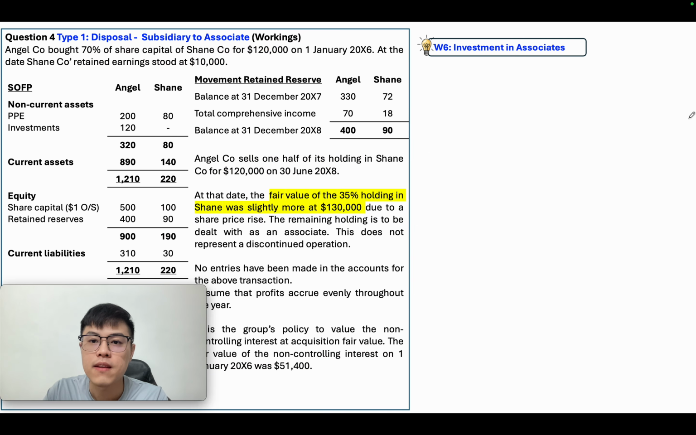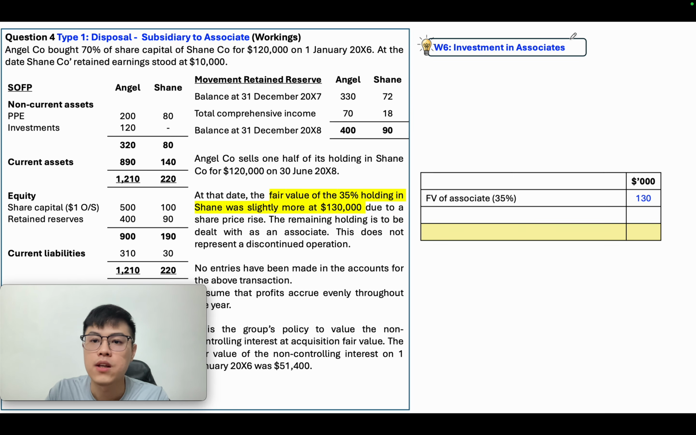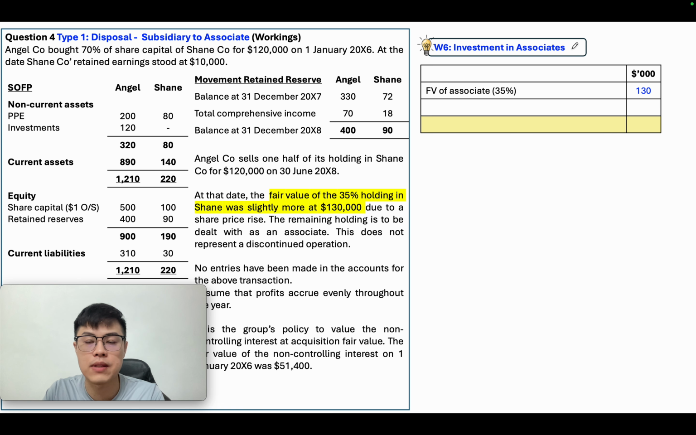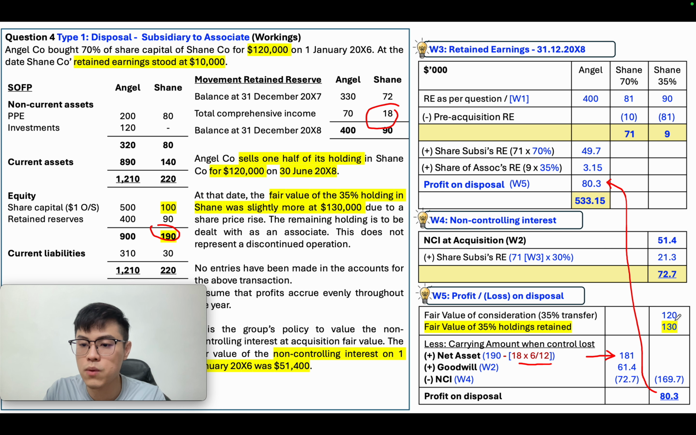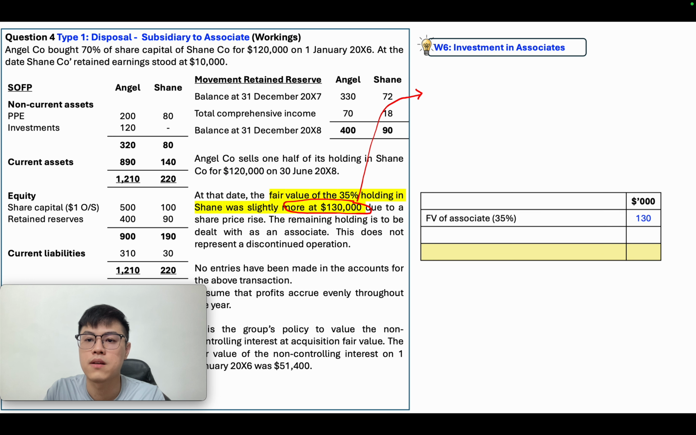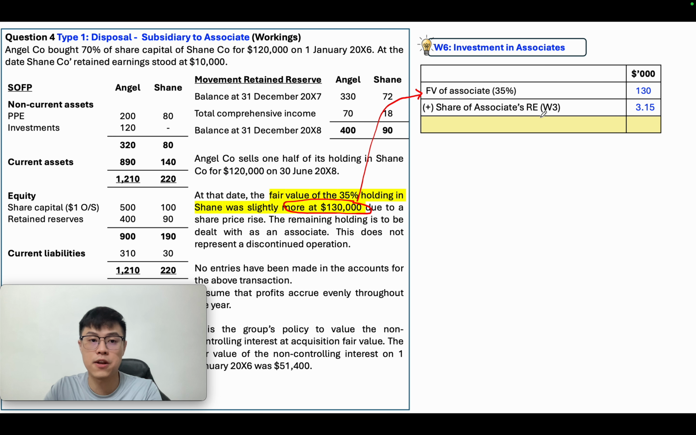And after that, investment in associate. Because your subsidiary has now changed to an associate, you will need to calculate using the equity accounting method. The fair value of the associate at the date you started to recognize it is 130. You also know in here 130. And you need to plus your share of retained earning for the associate.